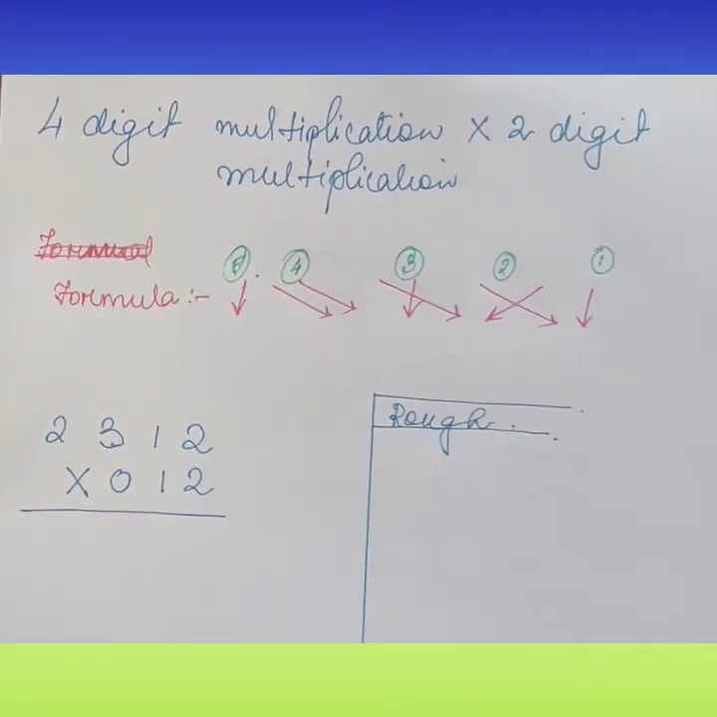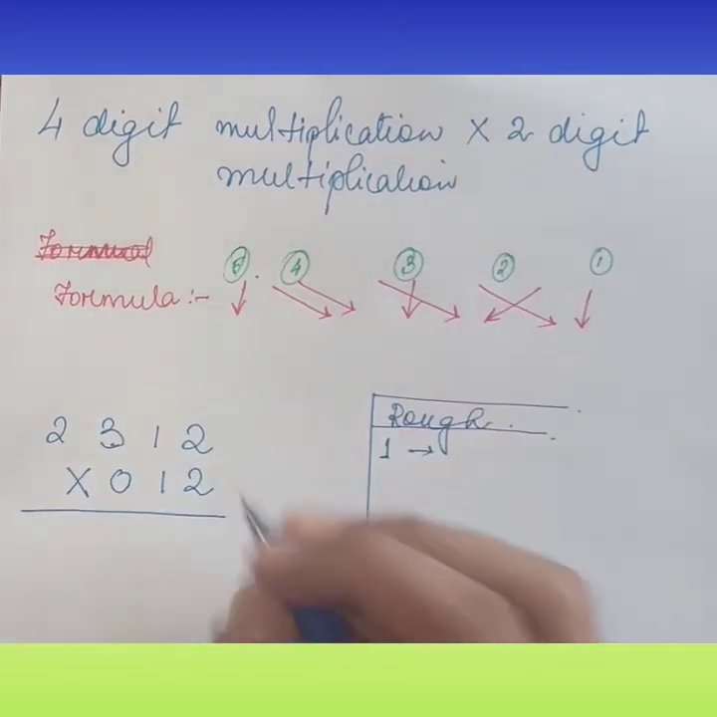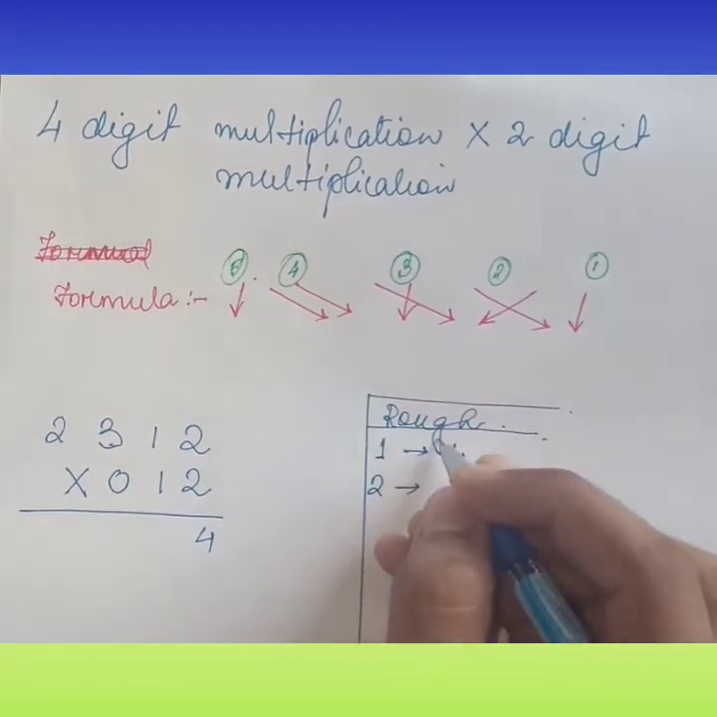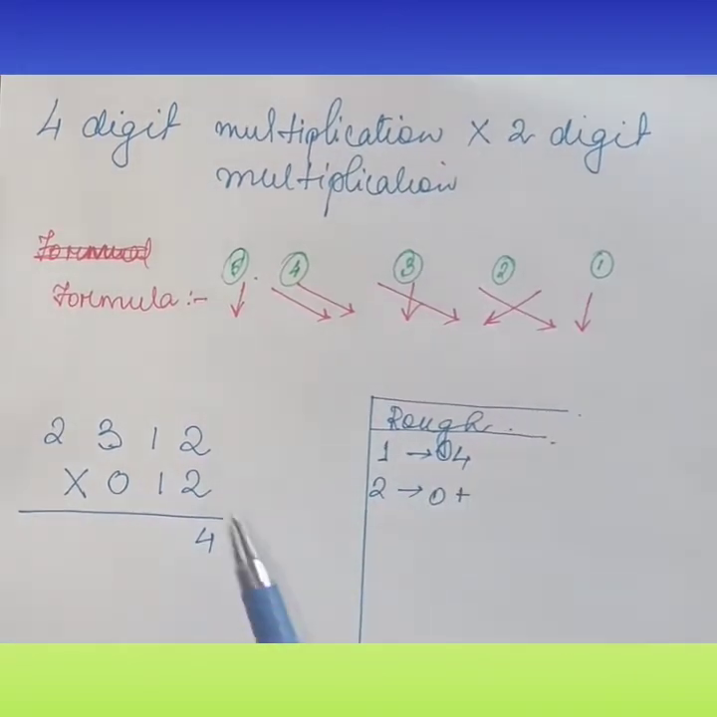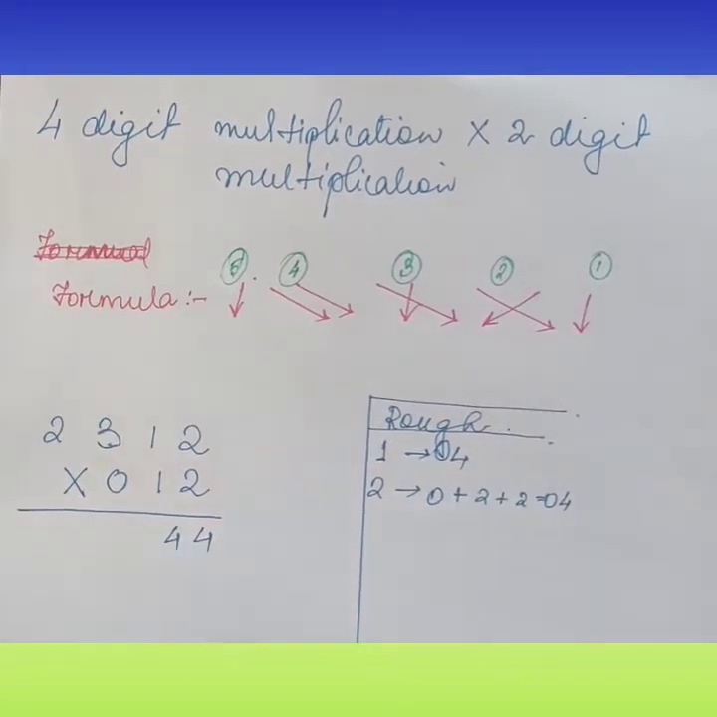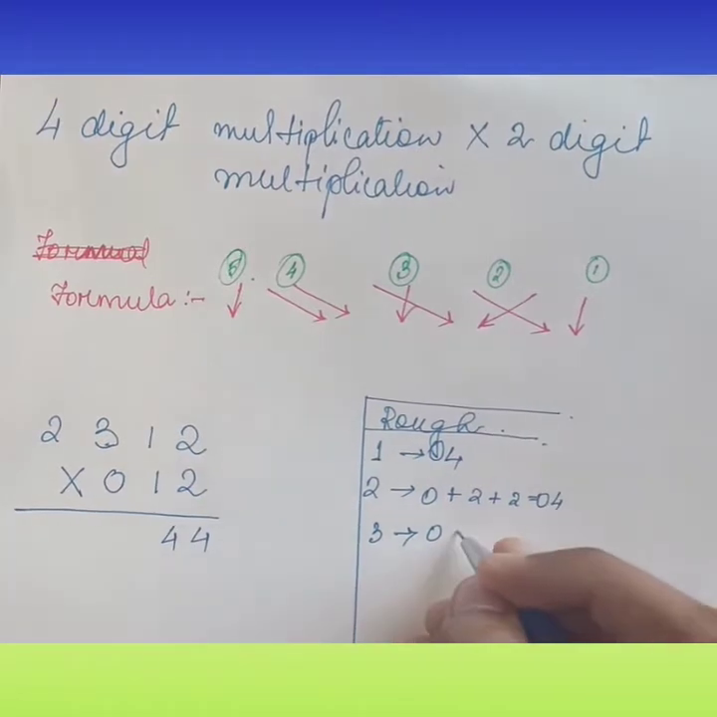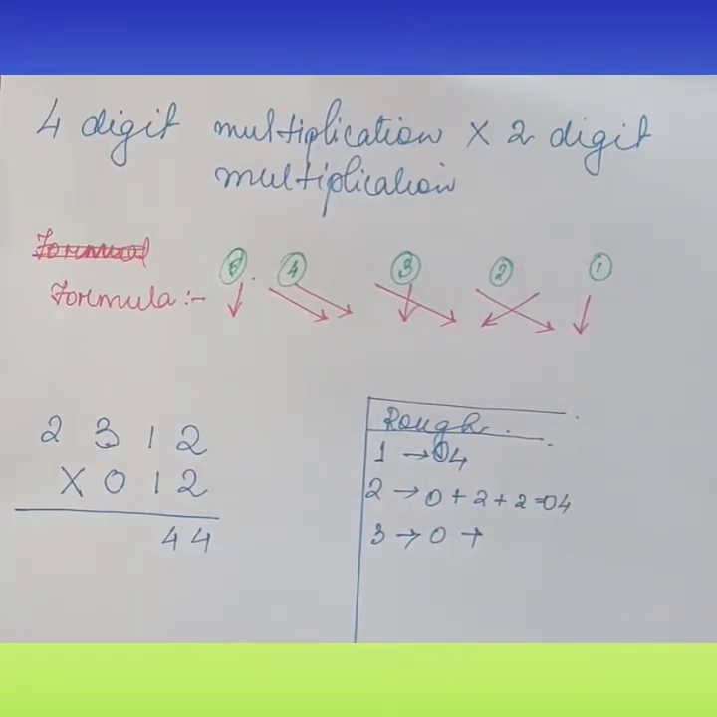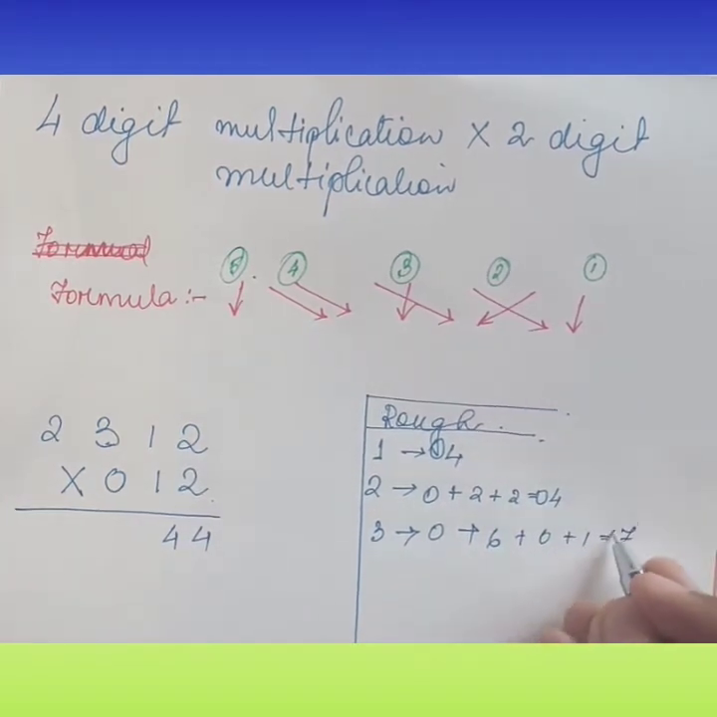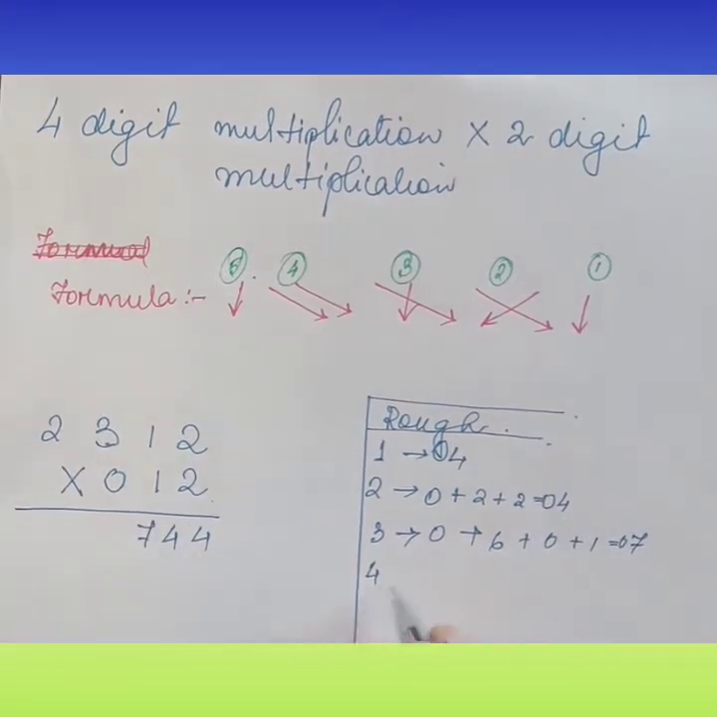So first, step 1. 2 into 2 is 4. So nothing is carried, 0 is carried. Then cross multiplication, 1 into 2 is 2 and 1 into 2 is 2. So 2 plus 2 is 4. So here also 4. 0 is carried. Then in the third step, what I said, corners: 3 into 2 is 6, 0 into 2 is 0, 1 into 1 is 1. So 6 plus 0 plus 1 will give you 7. In the fourth step, nothing is carried.